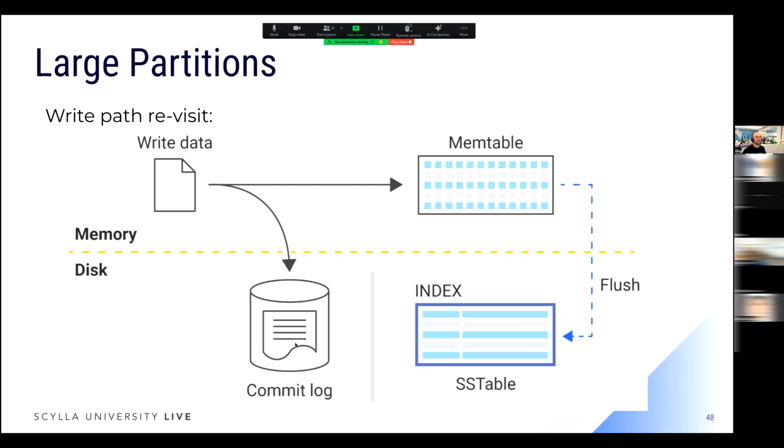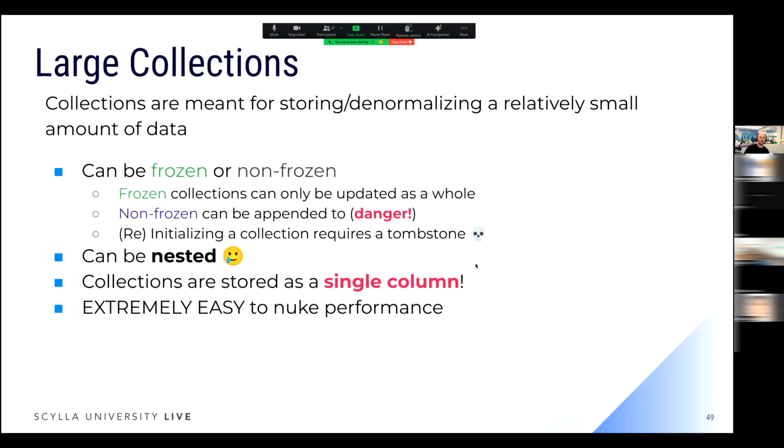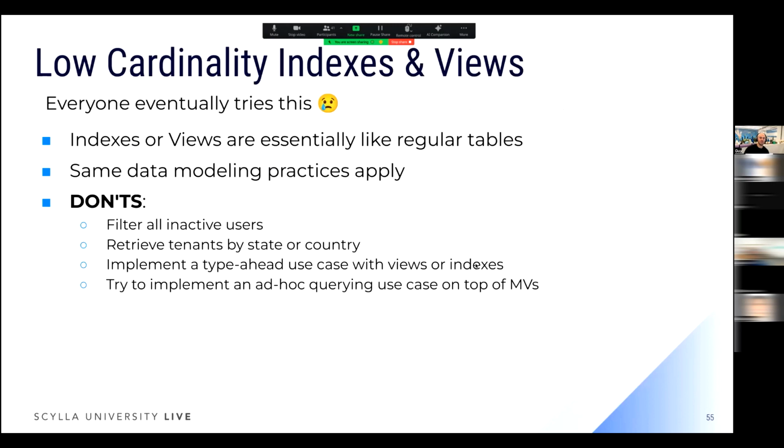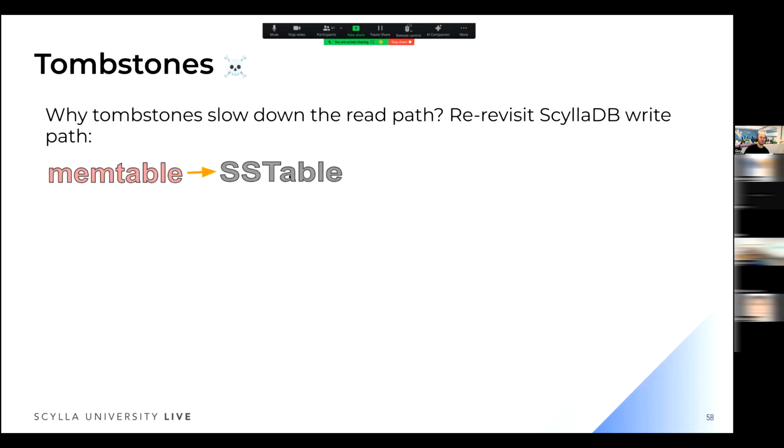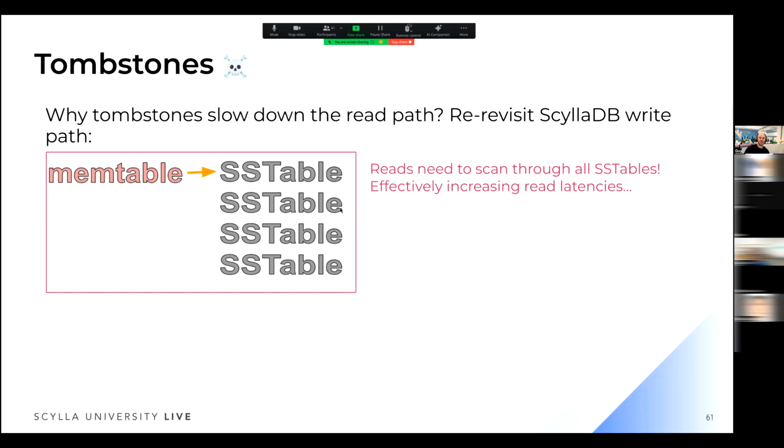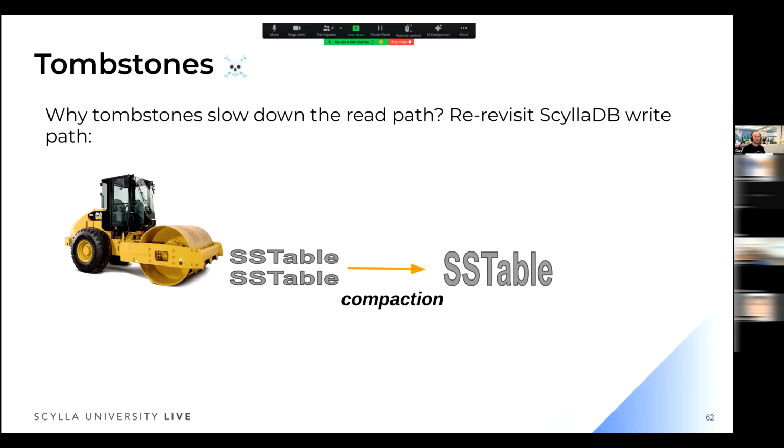The commit log is used, as you might guess, for persistence. Since the memory might get deleted if there's a hardware failure, we would also have the commit log as a backup. But mem tables are flushed to the disk. We have multiple SS tables. And once we reach a certain number of SS tables or a certain size, we would run something called compaction, and compaction would reduce the number of SS tables into one SS table.